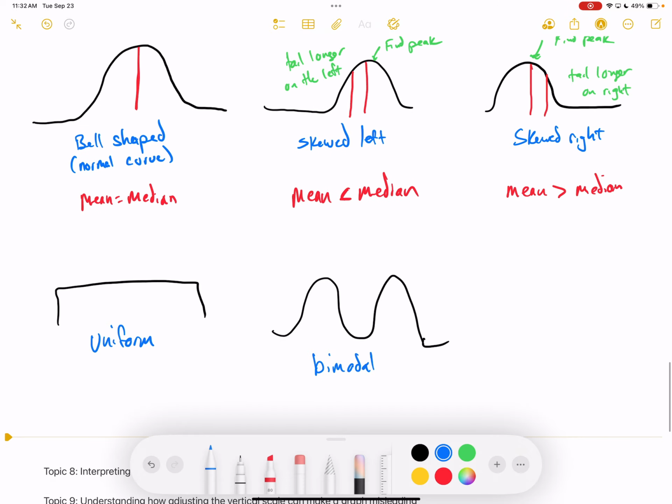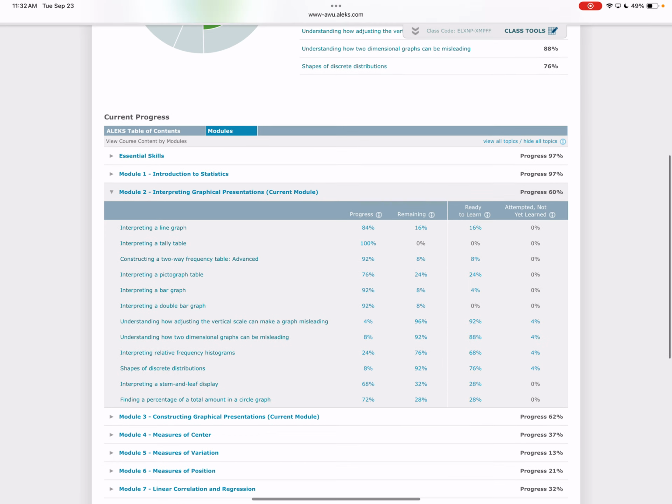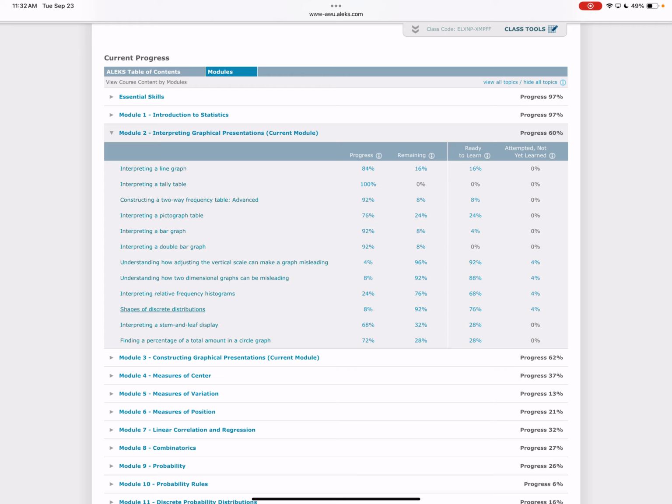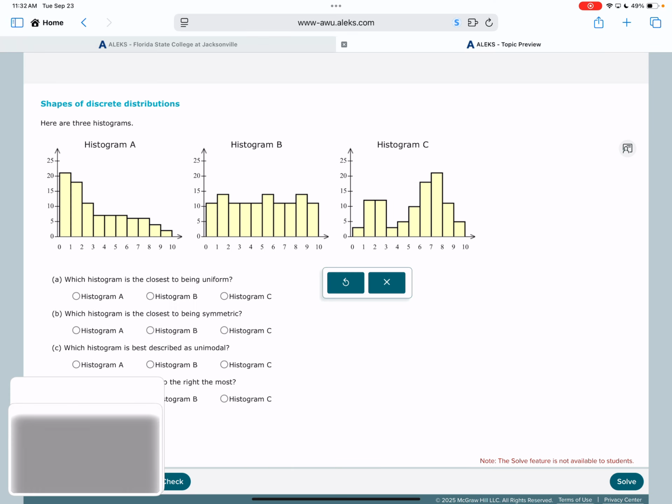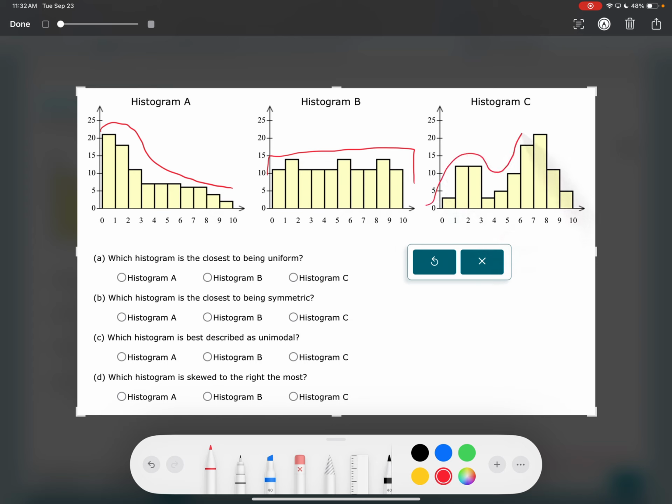All right, I think those are the main ones that we'll see on this topic. So let's go do this topic real quick and see. Where's it at? Shapes and distributions. So this one gives us 3 graphs. What you have to do is think about how to draw that shape that I just drew on these graphs. Like if I was going to draw a quick shape of these before we even get started, this one would look like this. This one kind of has that uniform shape to it, right? This one would be like this.